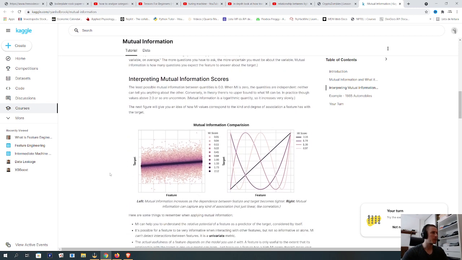Interpreting mutual information scores. The least possible mutual information between quantities is zero. When MI is zero, the quantities are independent.